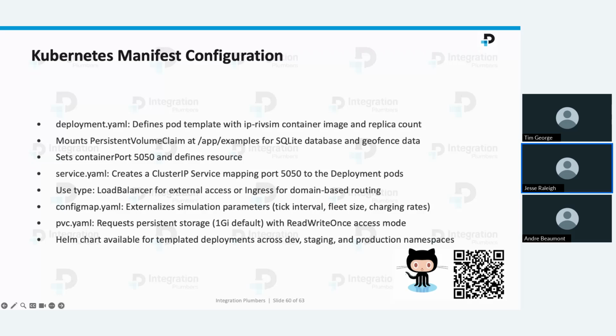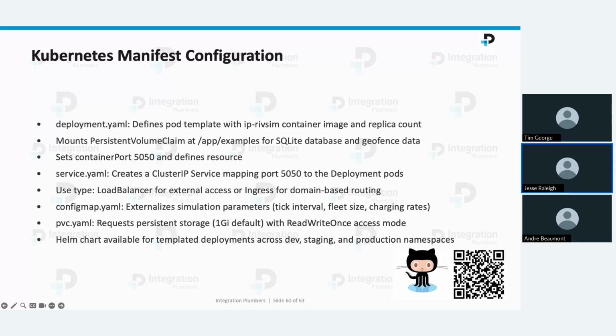The config map is where we externalize simulation parameters. Rather than rebuild the Docker image every time you want to change the tick interval or fleet size, you update the config map and restart the pod. This is particularly useful when running the simulator in different environments with different testing requirements.